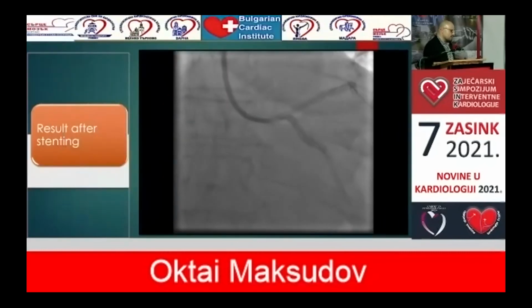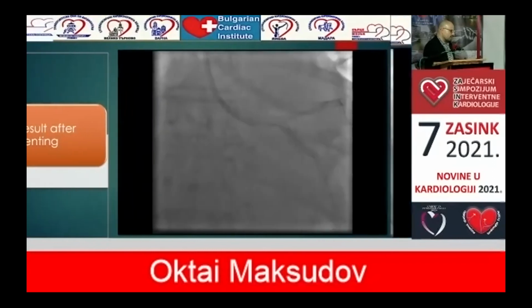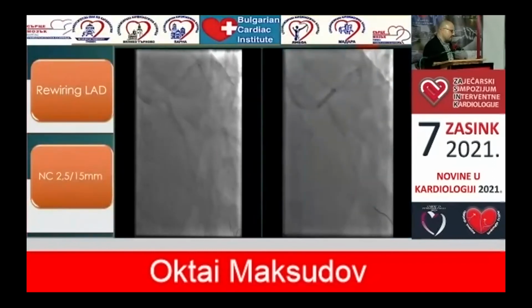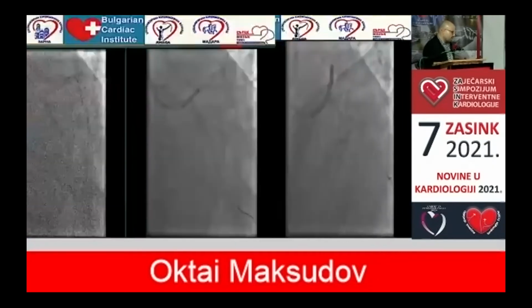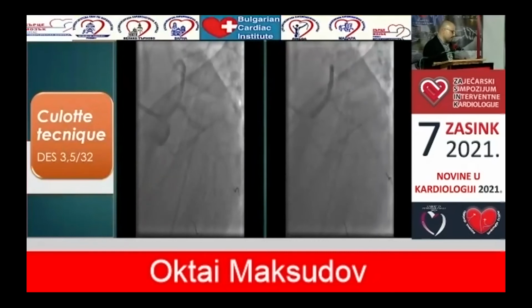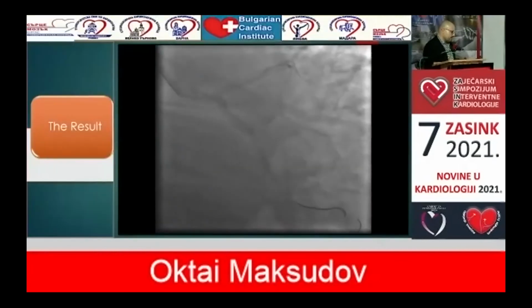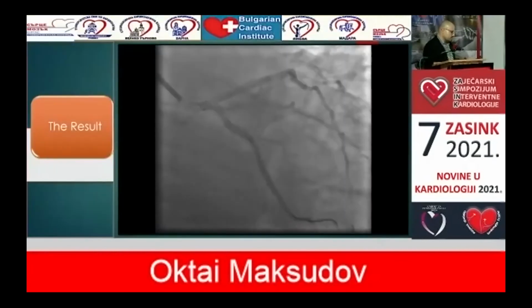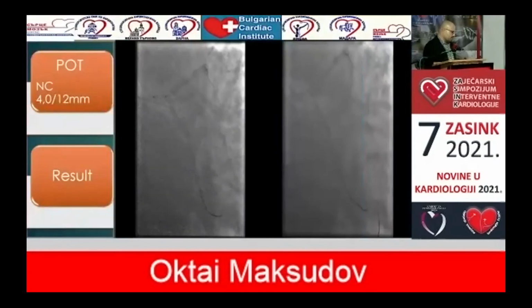Of course, as the DK crush technique goes, rewiring of LAD, opening the struts with a smaller balloon, and deploying the stent from left main towards LAD. This is the result after stenting. Then we did POT with NC balloon 4.0. This is the result after POT.